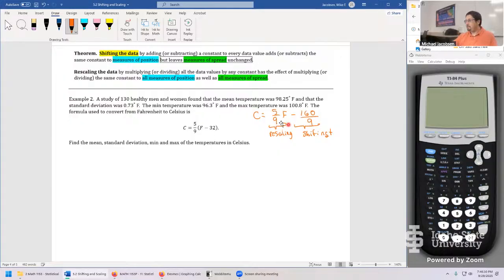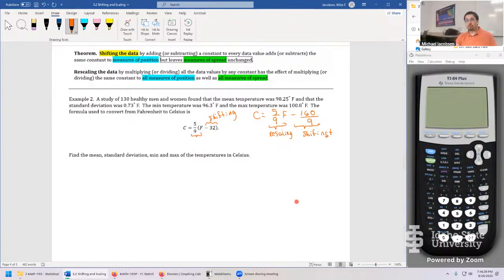But you know what, at the same time, if you really look at this, minus 32 inside the parentheses, that's just shifting the data as well. 5/9 times F, well, sure, it's 5/9 times F minus 32, but that's just the rescaling part. Right there. So that's the shifting and rescaling. So really you have to make a kind of a choice whenever you see these formulas.